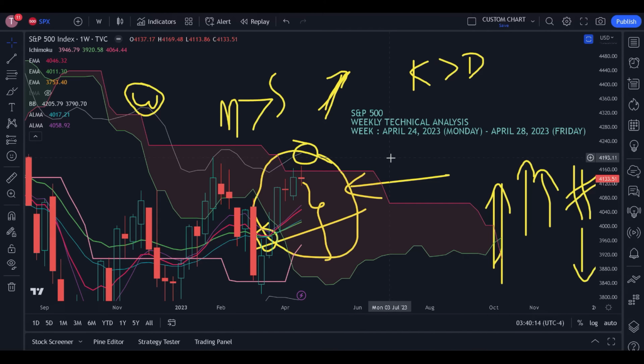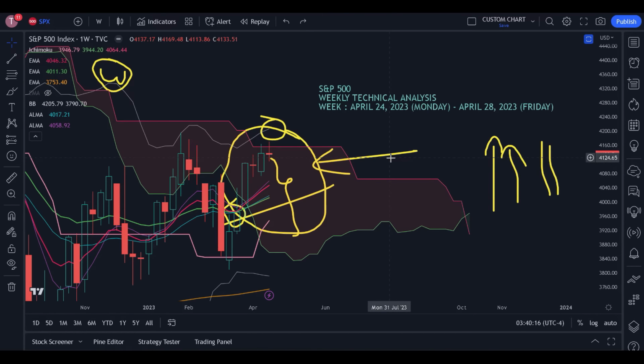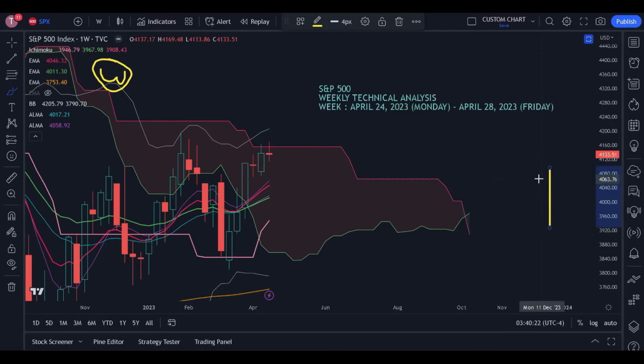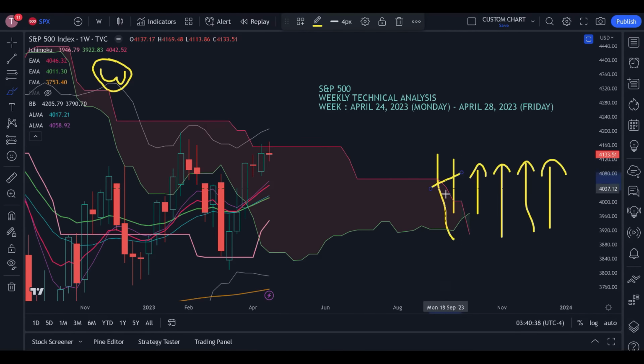So what we have seen here is that the S&P 500 is bullish through the Bollinger Bands on the weekly chart. S&P 500 is bullish through the moving averages on the weekly chart. S&P 500 is bullish through the MACD on the weekly chart. S&P 500 is bullish through the stochastic RSI on the weekly chart. However, S&P 500 is neutral or bearish through the Ichimoku cloud.